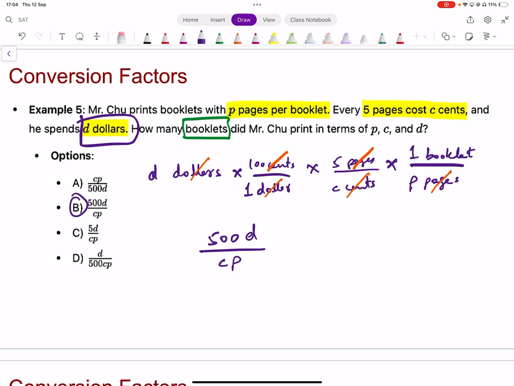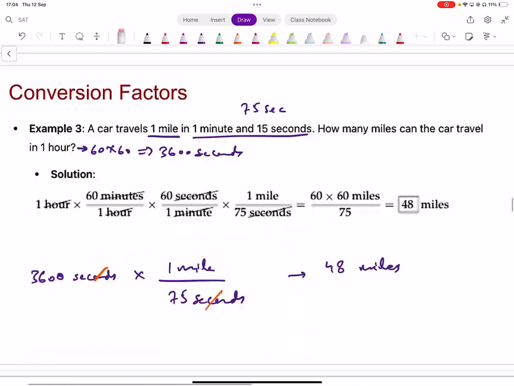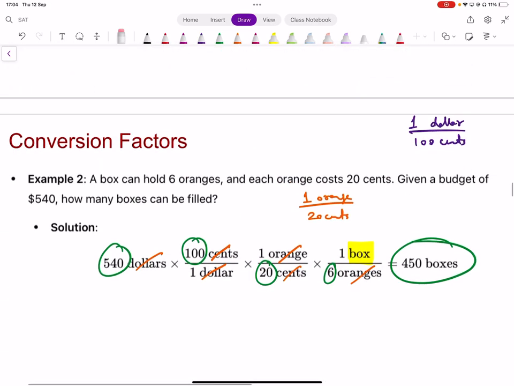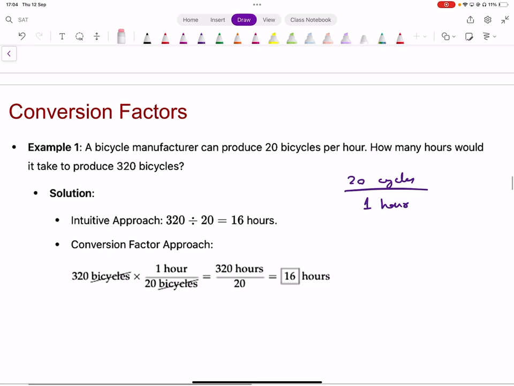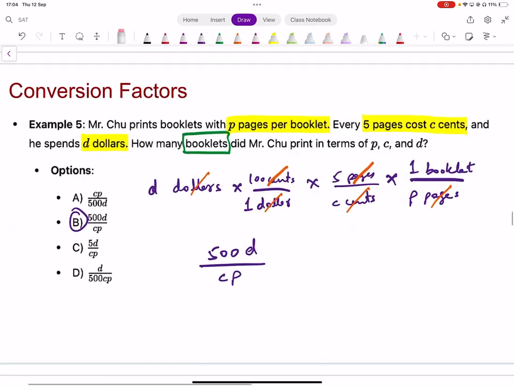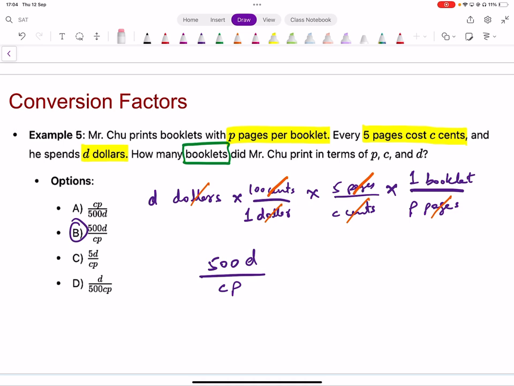Or you might have some final target given. Like in another example that we did earlier, we wanted to produce 320 bicycles. That's a final target that we have. That's also not a conversion factor. So we start from that, 320 bicycles, and then we cancelled out the units this way and arrived at the eventual result. Is this all right? No problems?